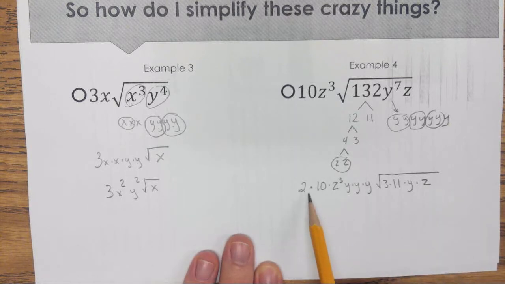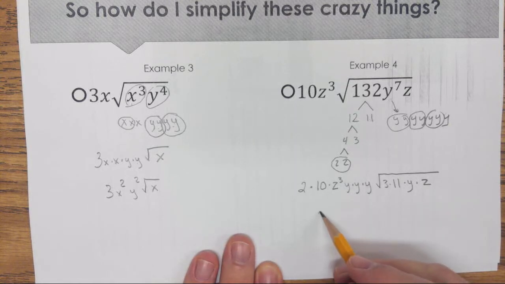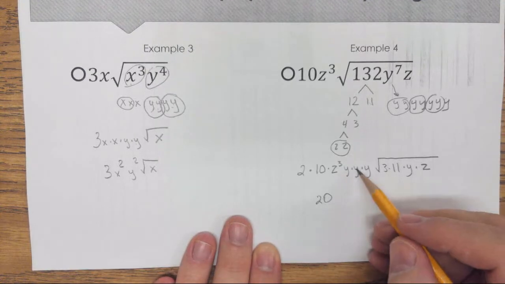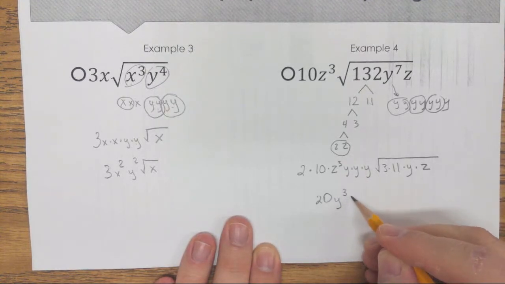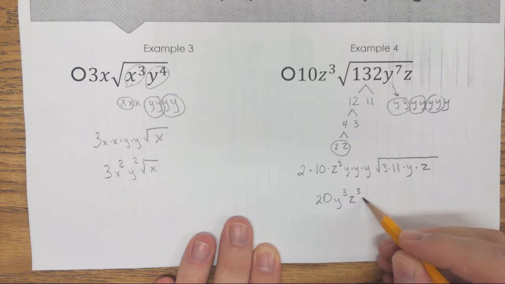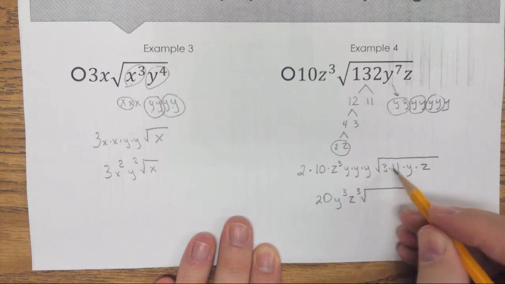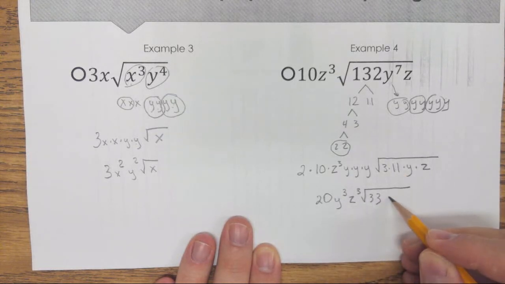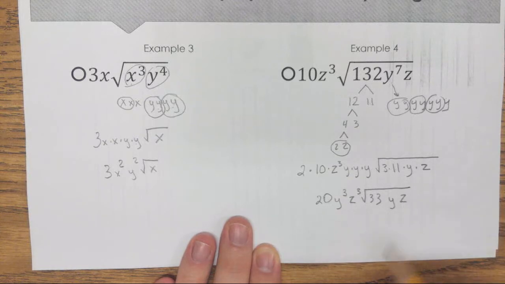Which then, let's simplify this. This is 2 times 10, which is 20. Y cubed z cubed square root 3 times 11 is 33 y z.